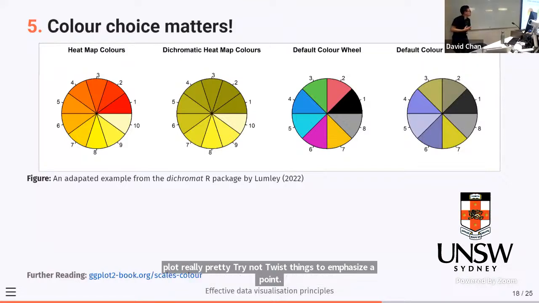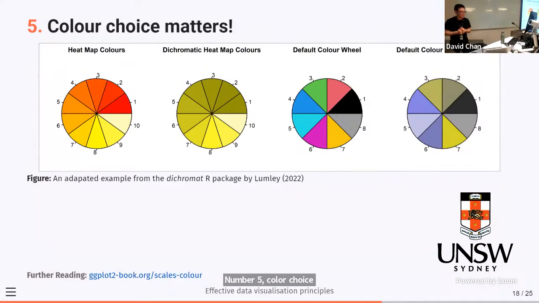Number 5, color choice does matter. So here to start off with, we've got 2 sets of colors. We've got the heat map colors in R, and here in this pie chart, the default color wheel as the third one. And what I've got here with the second and fourth pies is what a red-green colorblind person will perceive those colors as. And you immediately see that you want your visualization to make sense to as many people as possible. That's one reason why color choice matters, because red and green colorblindness, I think, is the most common.